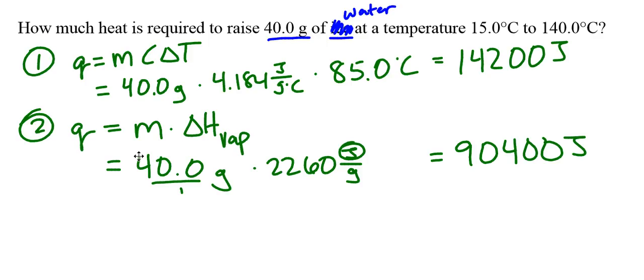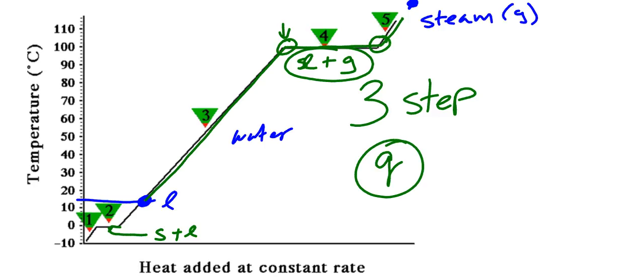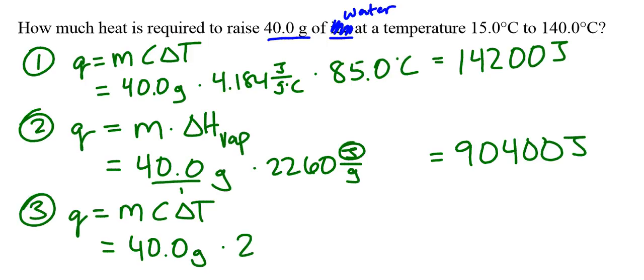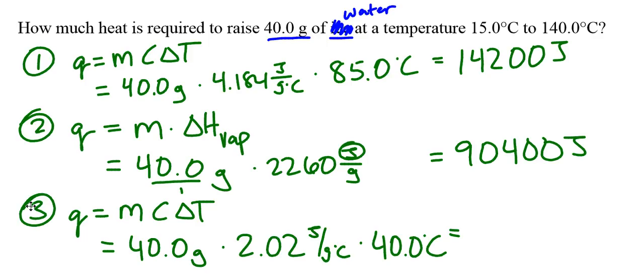Now, after the second step, I currently am at steam at 100 degrees Celsius, but I need to get steam up to 140 degrees Celsius. Well, that means I have a change in temperature. And if I have a change in temperature, I'm using Q equals MC delta T, which means mass 40.0 grams times the heat capacity of steam, which is 2.02 joules per gram degree Celsius, times the change in temperature, in this case 40.0 degrees Celsius. Right? All my units will cancel out. I'm going to be left with 40.0 times 2.02 times 40.0. And I need 3 sig figs in my answer, so I'm going to end up with 3230 joules.